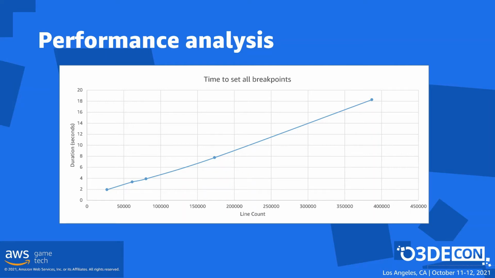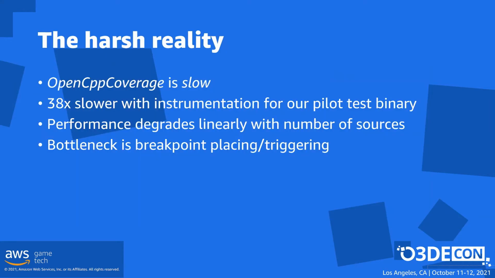Not only is there a performance penalty to placing the breakpoints, there's also a further performance penalty for actually running the test and hitting those breakpoints. The harsh reality is that OpenCPP coverage is very slow at generating its coverage data. This isn't really a criticism of OpenCPP coverage because it was not developed with test impact analysis in mind. It was developed simply to generate coverage data for given test targets, at which it does an excellent job.